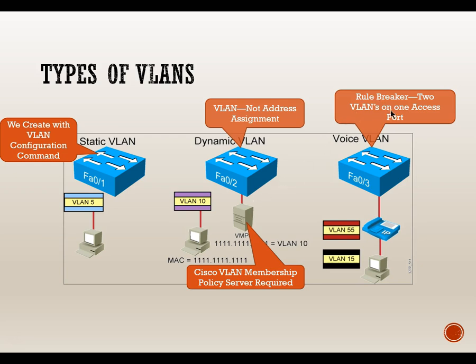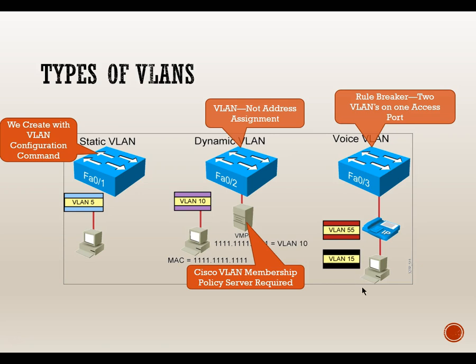And over here it's a rule breaker, two VLANs on one access port, and that's when we have a voice VLAN. We have a data VLAN and a voice VLAN, so that we keep the telephone calls separate from the data.